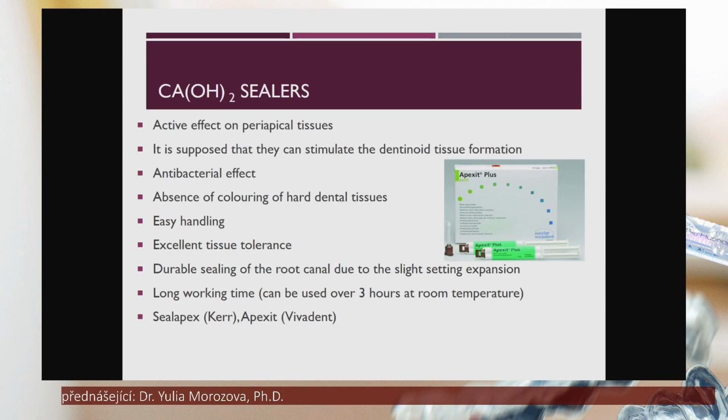And one more group of the sealers, these are calcium hydroxide based sealers that contain calcium, and so due to this they could have active effect on periapical tissues because they are able to support the remineralization and creation of dentinoid tissue. They have antibacterial effect. They don't lead to the staining of hard dental tissues. They have easy handling, and they are biocompatible.